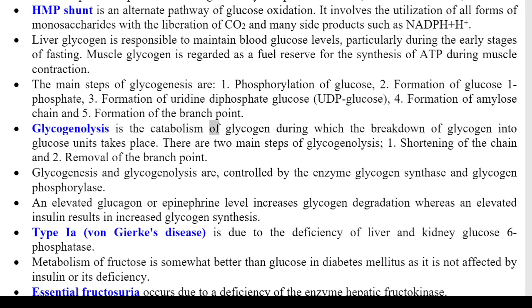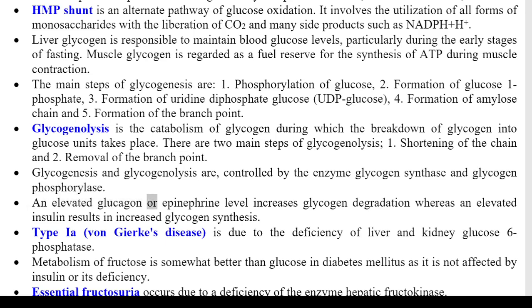Glycogenolysis is the catabolism of glycogen, during which the breakdown of glycogen into glucose units takes place. There are two main steps of glycogenolysis: 1. Shortening of the chain, and 2. Removal of the branch point. Glycogenesis and glycogenolysis are controlled by the enzymes glycogen synthase and glycogen phosphorylase.